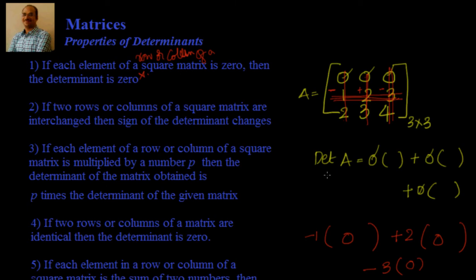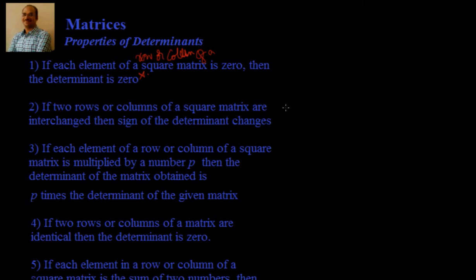So we'll go to the next property. What's the next property? If two rows or columns of a square matrix are interchanged, then the sign of the determinant changes. If you remember, we have already applied this in a couple of problems. Let's understand this. Let's examine it.